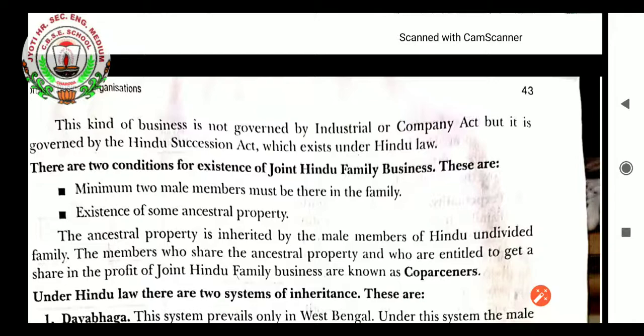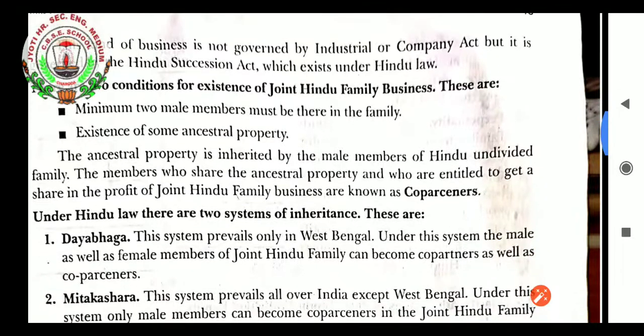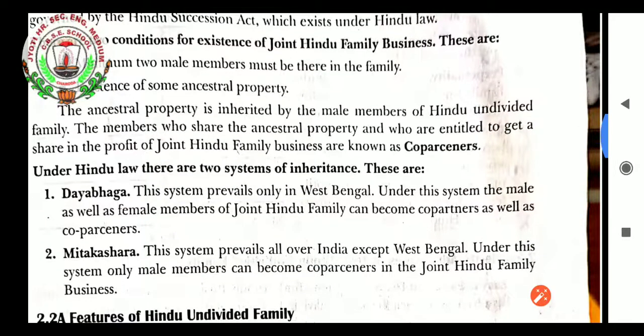So, this type of business, where there are 2 male members to run the business, and there is some ancestral property which is inherited by the youngsters of this generation, is considered a Hindu undivided family business. Under Hindu law, there are two systems of inheritance. The very first is Dayabhaga and the second is Mitakshara.